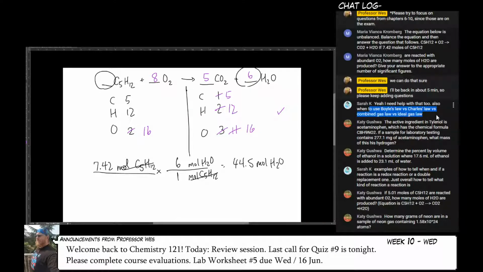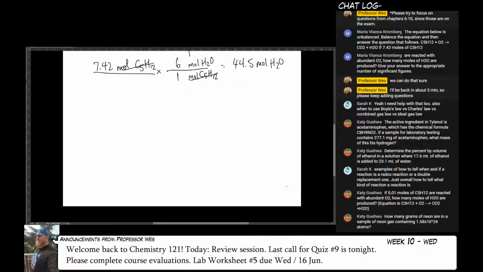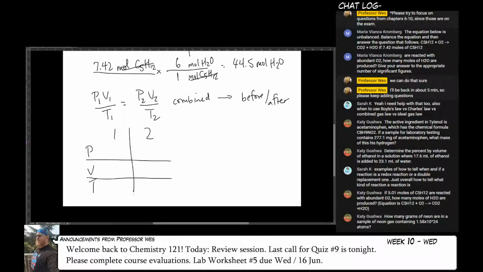When to use Boyle's law versus Charles' law versus combined gas law versus ideal gas law. So for gas laws, you virtually never need to use Boyle's or Charles' law when you have the combined gas law. So this is the combined gas law. And so you use the combined gas law for any problem that has a before-after situation. So it might say, like, initially the volume was 21. Then after compressing, the volume is now 7. What's the pressure? Or something like that. And so really all you have to do is just make a giant chart. PVT, 1, 2.